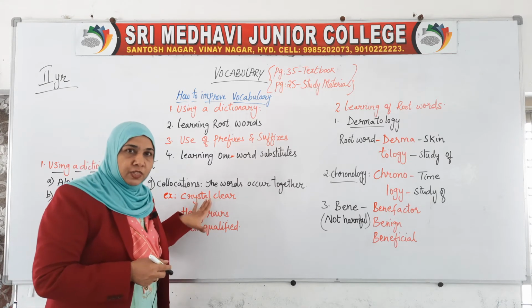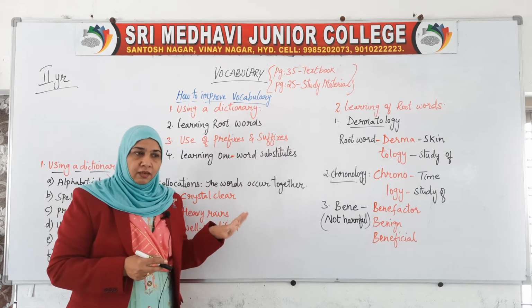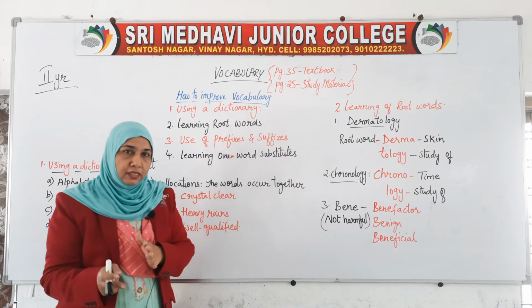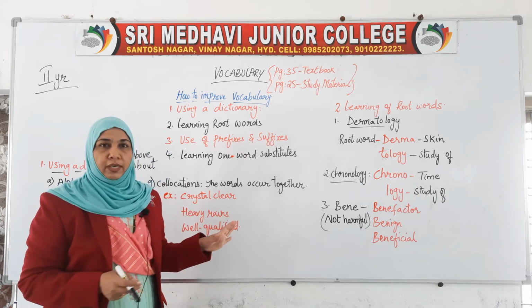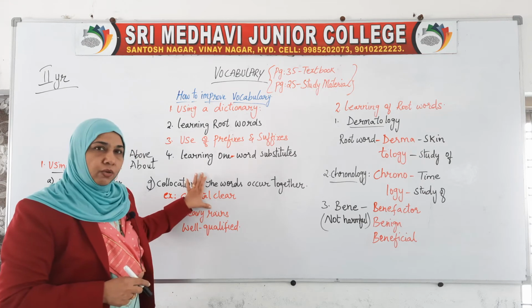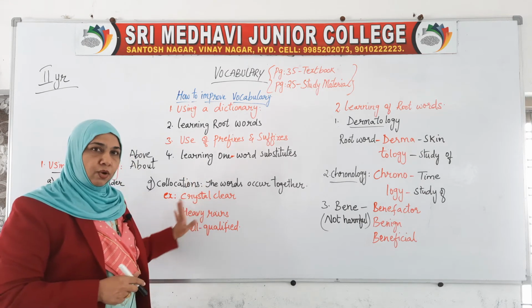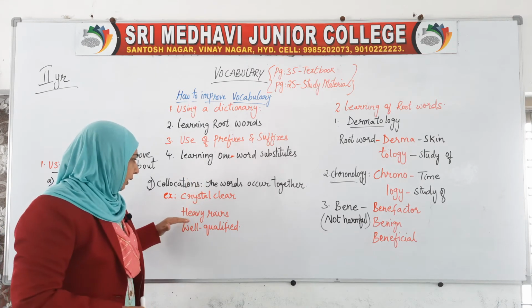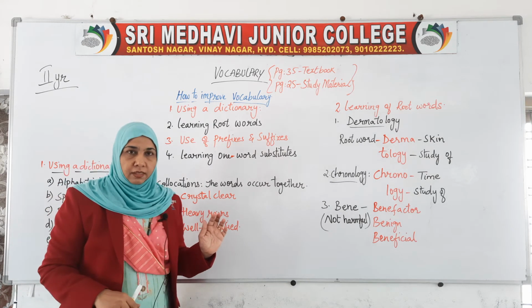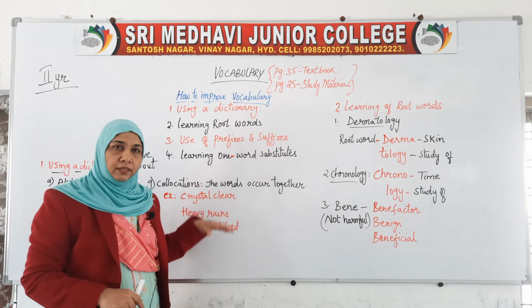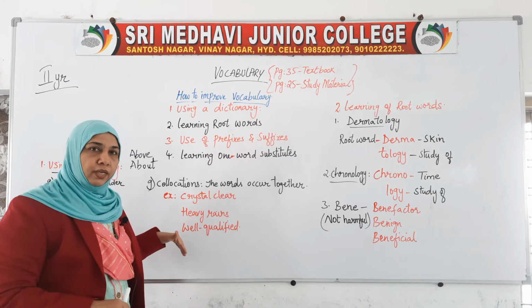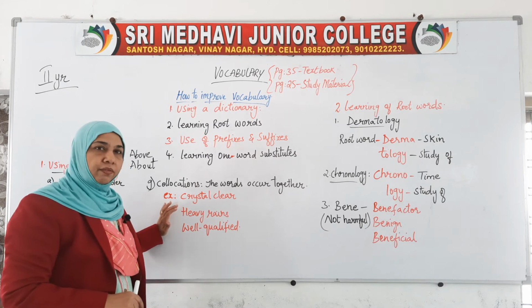Here you are emphasizing the word crystal. It is already clear, but you are emphasizing crystal clear, which means there is no doubt about that one. So this type of collocation cannot be used with other words. Normally it is used together. Heavy rains. We cannot say long rains or huge rains. We normally say heavy rains.